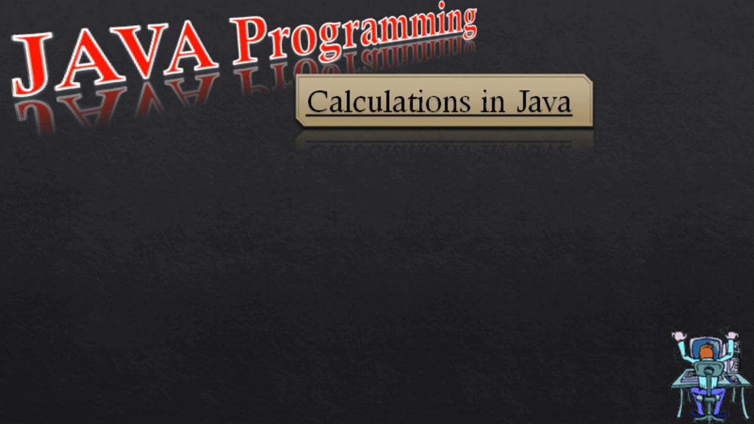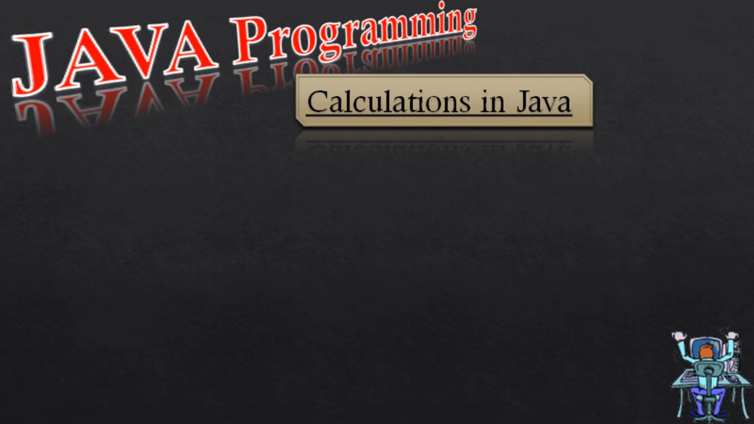Now, let's get started. As we said, in Java we can do mathematical calculations. From our previous video, we saw that we can print a message on the screen, and with the same method, the print method, we can also do mathematical calculations such as addition, subtraction, division, and multiplication.